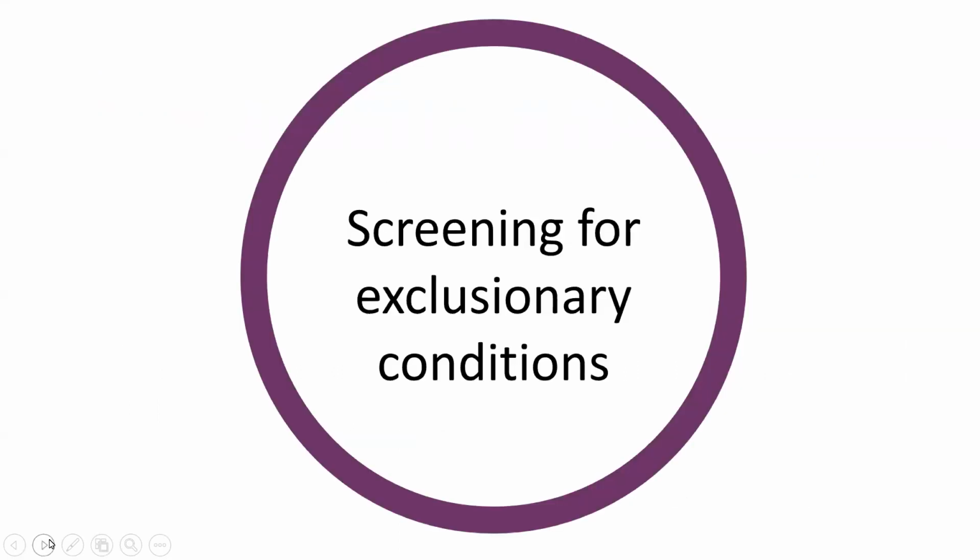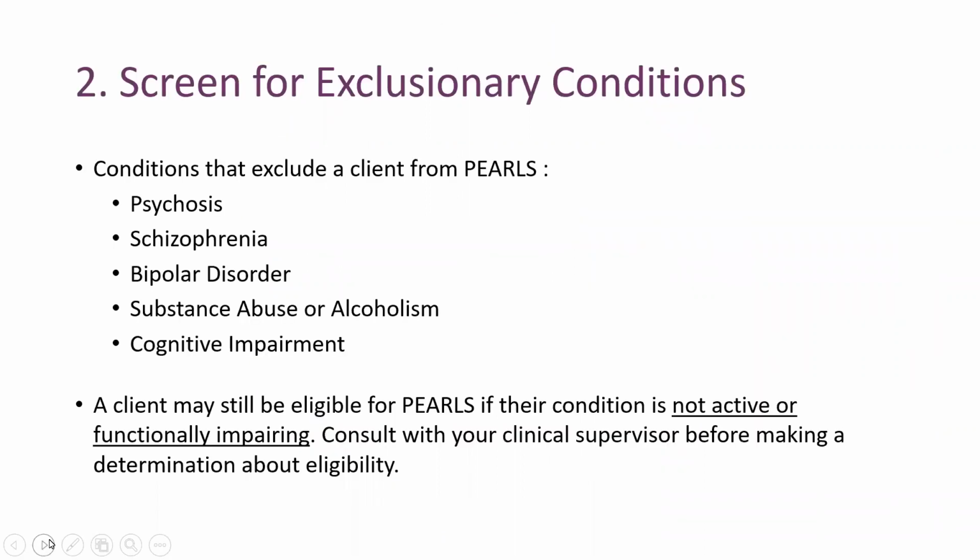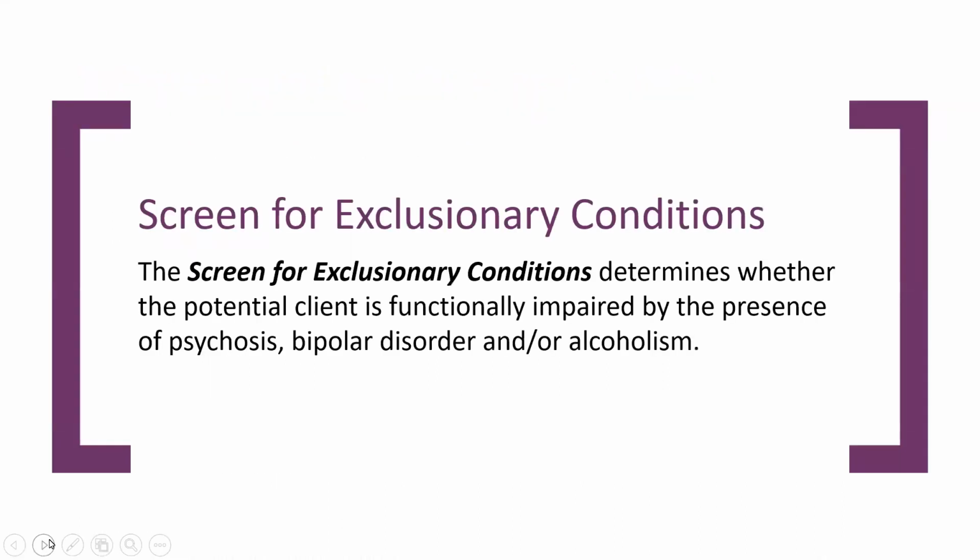Next, let's talk about screening for exclusionary conditions. Conditions that exclude a client from PEARLS include psychosis, schizophrenia, bipolar disorder, substance abuse or alcoholism, and cognitive impairment. Note that a client may still be eligible for PEARLS if their condition is not active or functionally impairing. We recommend consulting with your clinical supervisor before making a determination about eligibility for these clients. This screen will determine whether a potential client is functionally impaired by the presence of psychosis, bipolar, and/or alcoholism or other substance abuse.